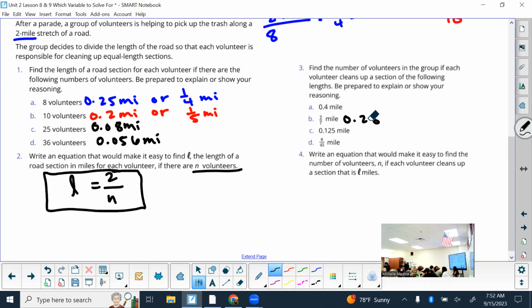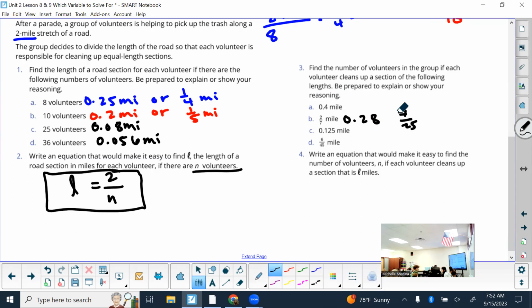0.28 and then what? Okay. So think about this. When you are, and this is a great test strategy, if the problem is asking you to find the number of volunteers, is it possible to have 0.28 of a person? No. So odds are that's probably not going to be it.